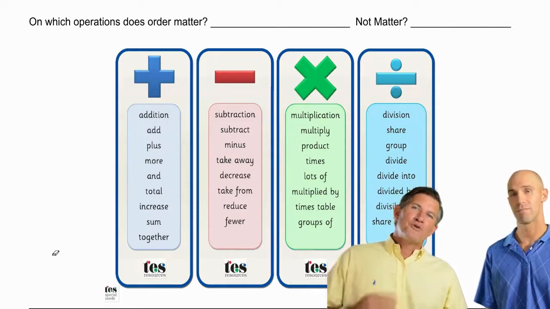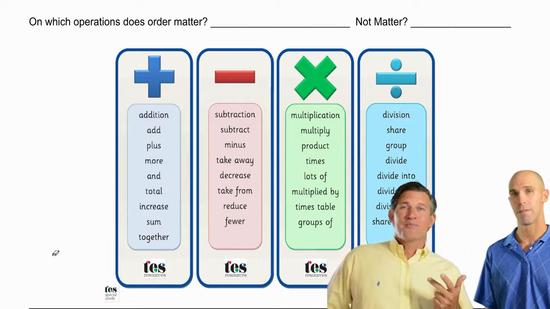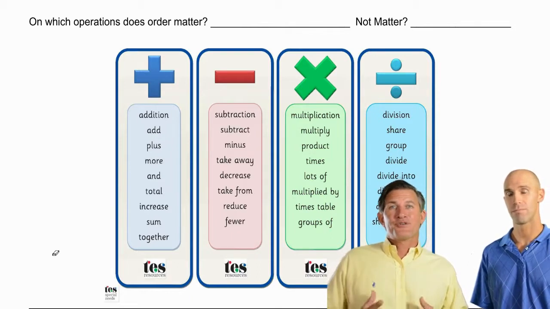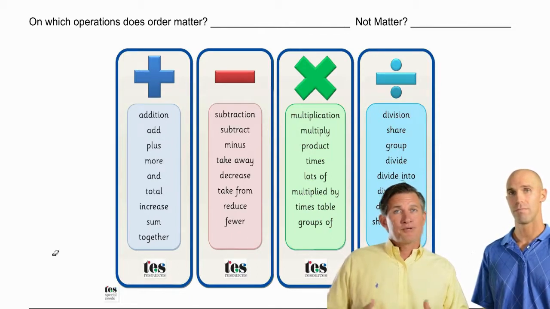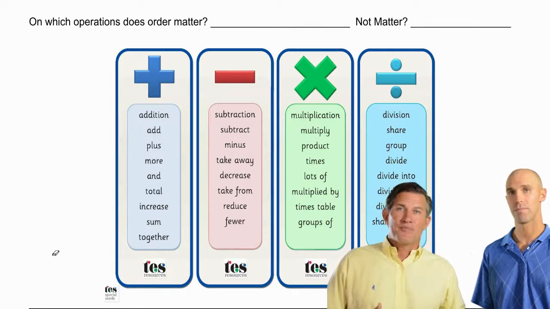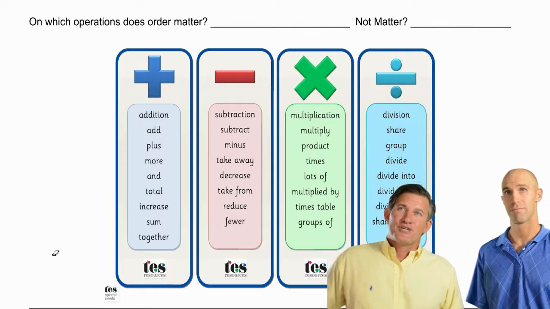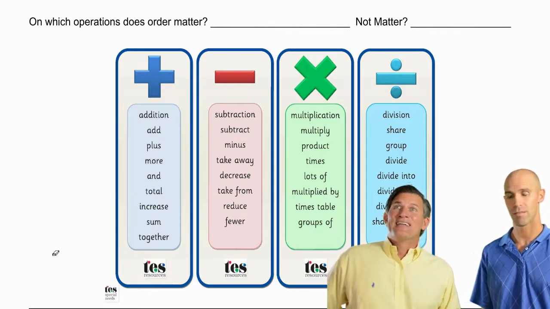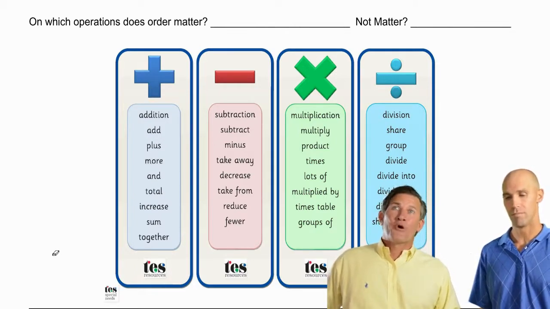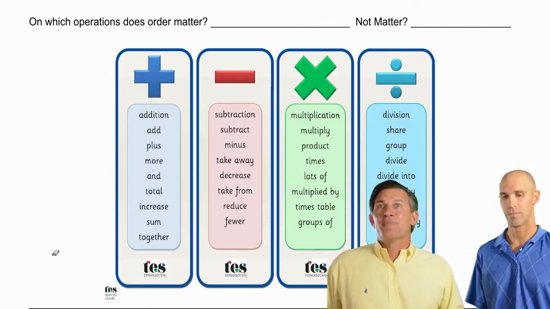There's only four things you can do in math. You can add, subtract, multiply, and divide. But there's certain words in word problems which trip up a lot of people that mean these operations. So we're going to teach you some of them. The first is addition. You can add, addition, plus, more, and, total, increase, sum, and together.